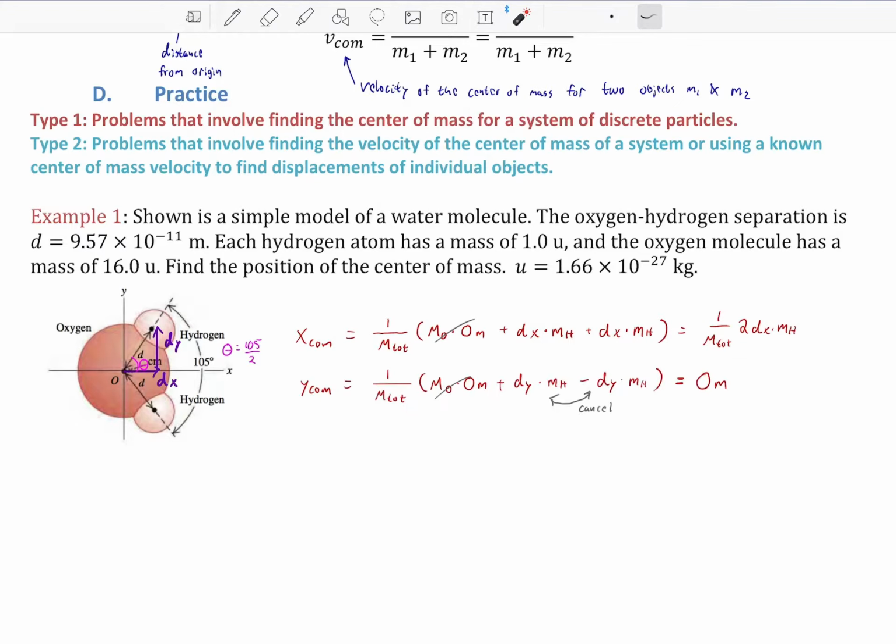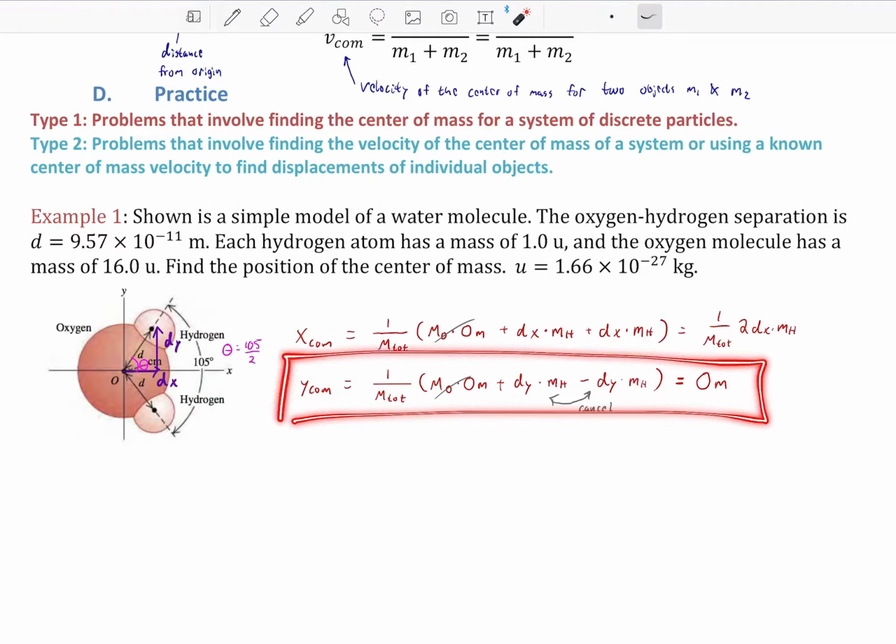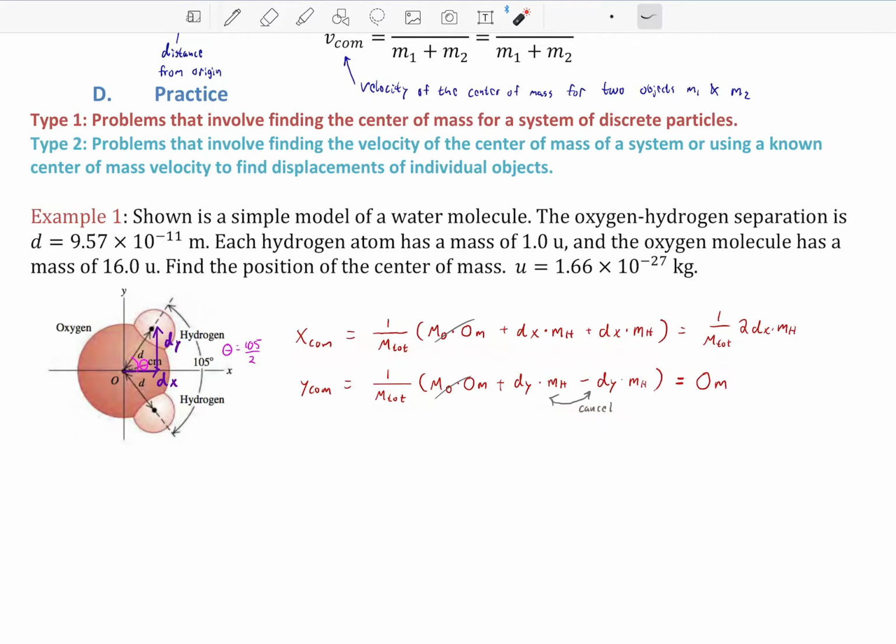Moving on to y. Well, we look at y, and the center of the oxygen molecule is going to be at 0, so no effect there. And let's even look a step further at the 2 hydrogens. Well, the hydrogens here are equal distance away from the x-axis. Thus, their y contribution to the center of mass cancels out. So then we can confidently say that the y center of mass is 0. We could have reasoned that out, but the equation certainly confirms our reasoning that, of course, because of symmetry, the center of mass must be balanced or right along the x-axis.